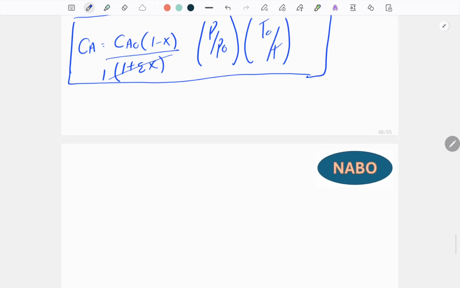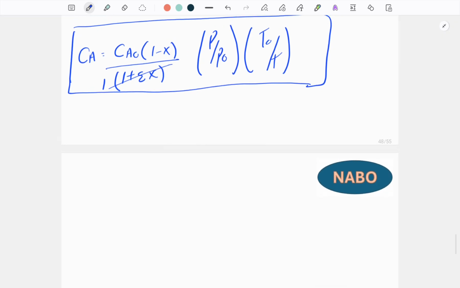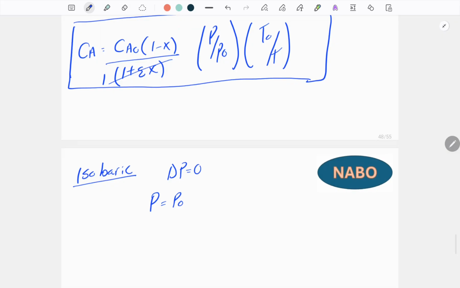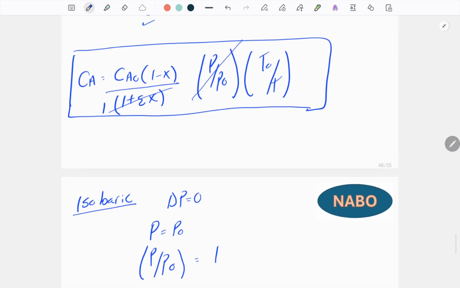If you're working with an isobaric problem, meaning that the change in pressure is 0, therefore the final pressure equals the initial pressure, this term P over P naught will equal 1.